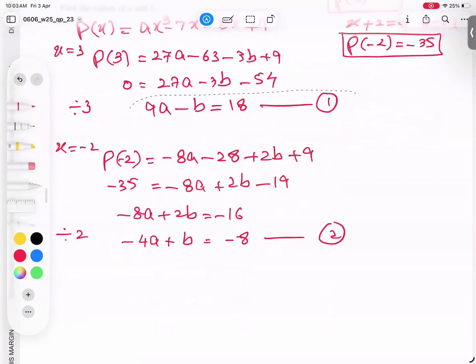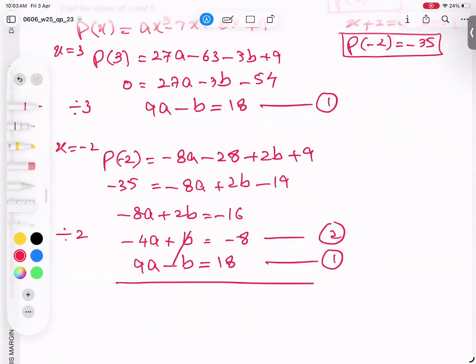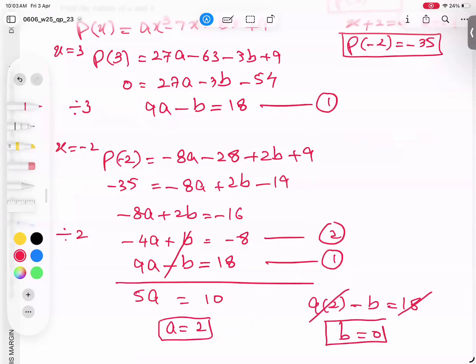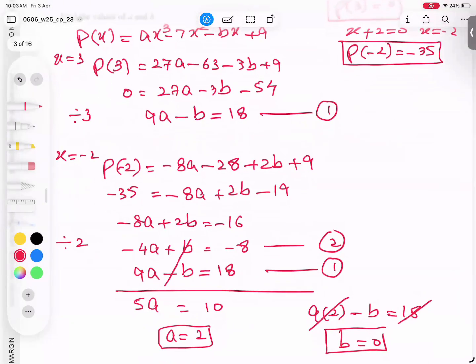What I'm going to do is copy equation number 1 and bring it down. So let's see how we can simplify that. The b cancels, I get 5a, and here I get 10. So the value of a turns out to be 2. And with this value of a, I can copy into any one equation. I think I copied here. So when I copy there, 9 into -b is equal to 18. And 18 cancels, so b becomes 0. Alhamdulillah Rabbil Alameen, question number 1 is completely over.